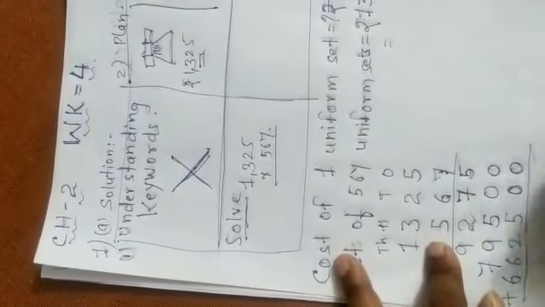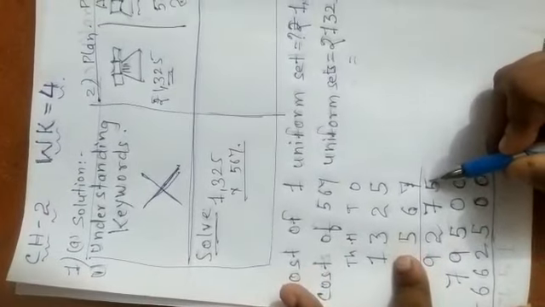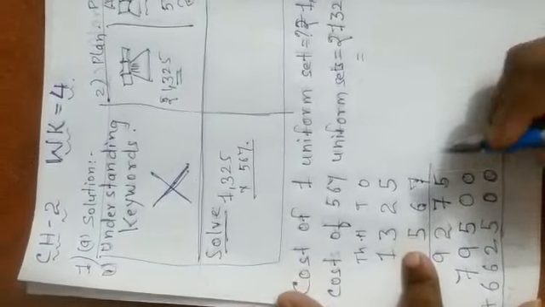Now in order to find the product, we have to add it. According to the place value chart, we will start from the extreme right side, the lowest place value, ones.